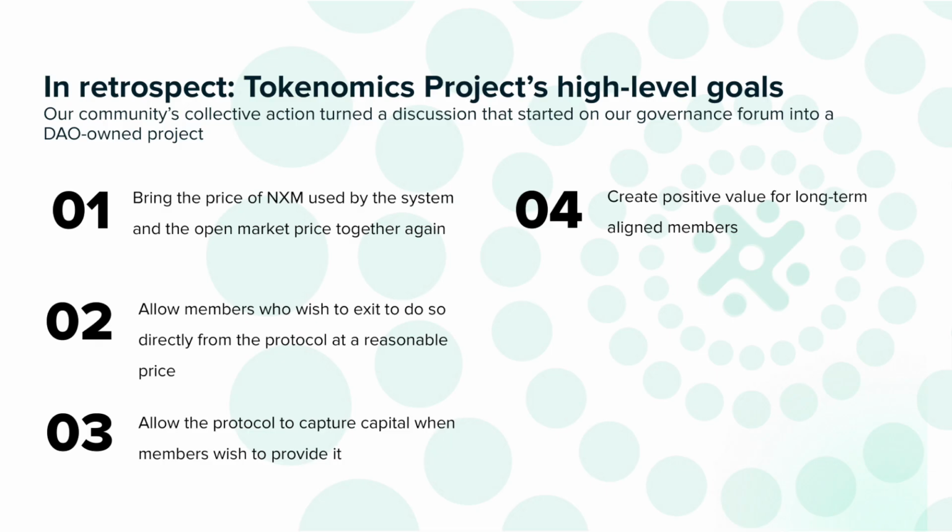Before I jump into an overview of the RAM's performance, I wanted to cover what the goals of the Tokenomics revamp project are, as set out in the Ratcheting AMM white paper. Now that the RAM is launched, the goal of the system is to bring the price of NXM used by the system and the open market price together again, allow members who wish to exit to do so directly from the protocol at a reasonable price, allow the protocol to capture capital when members wish to provide it, and create positive value for long-term aligned members. With that in mind, let's go over the RAM's performance to date.